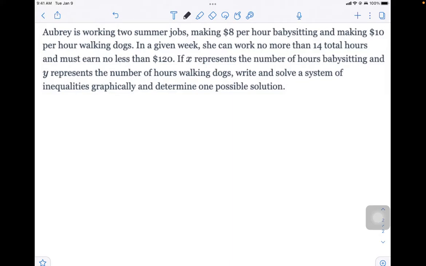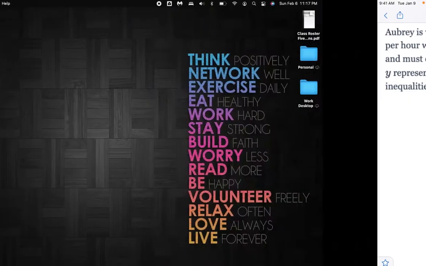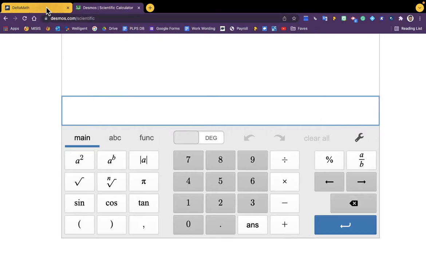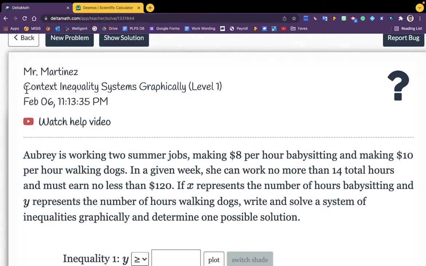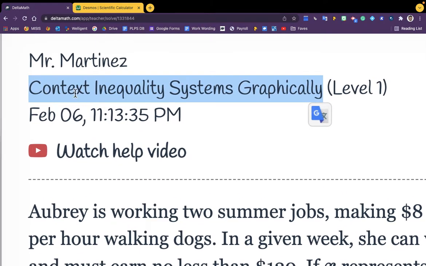For this video lesson, make sure that you have paper and pencil in order to copy everything down, to have your notes, and to submit your notes to get credit for your video lesson notes. These notes are called Graphing Systems of Inequalities in Context. This is the name of the notes for today.